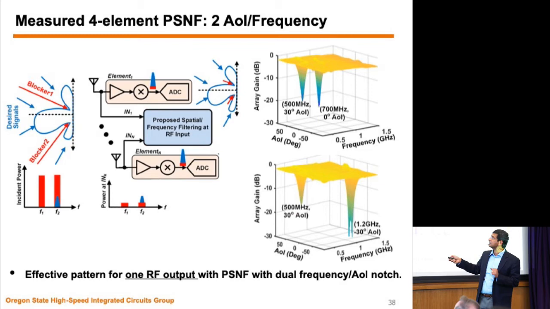So shown here is, for example, a measurement where this receive path is receiving signals from everywhere and all other frequencies, except this particular angle and frequency and this particular angle and frequency. And by changing the sequences that I apply across the array, I can change now where these notches appear in angle and frequency. So again, this shows how you can do MIMO spatial filtering.